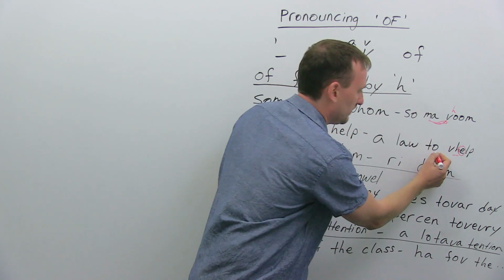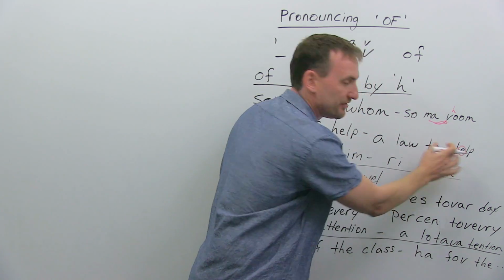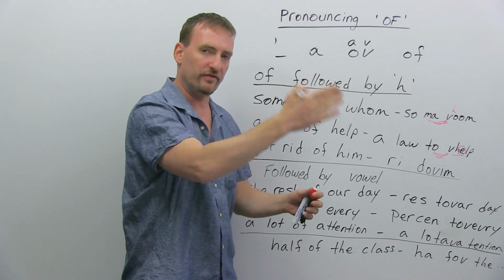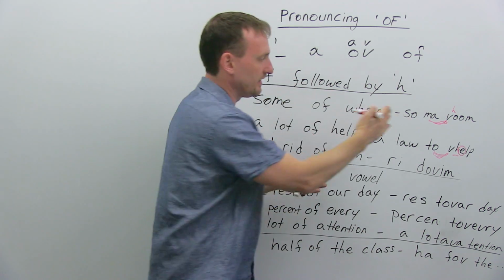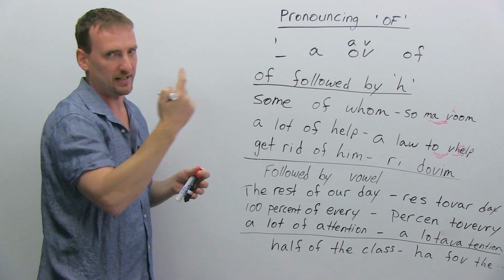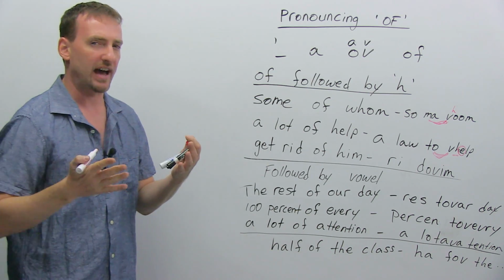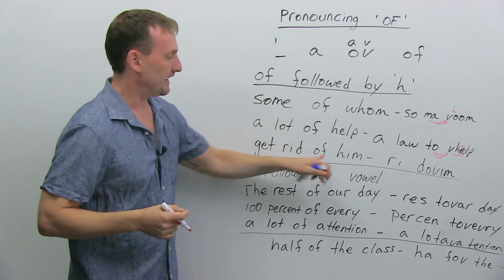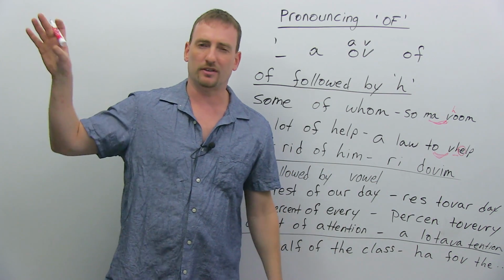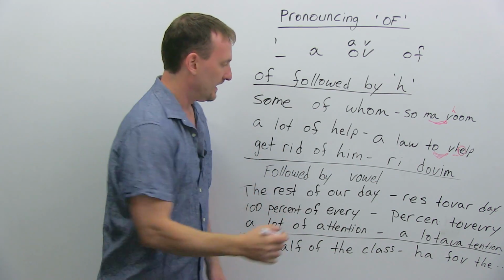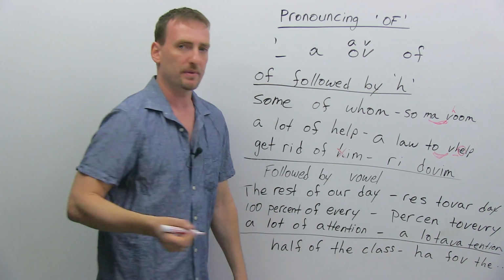Notice also that the TOV, the T-O-V blends into each other, and then the V goes into the next word because of the H. So it's almost like a vowel sound. Get rid of him. So somebody's at the door, I don't want to talk to him, just get rid of him. Like with him, we quite often drop the H.